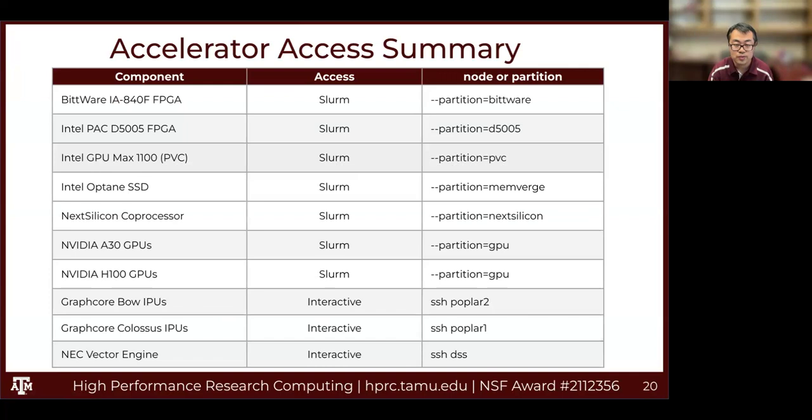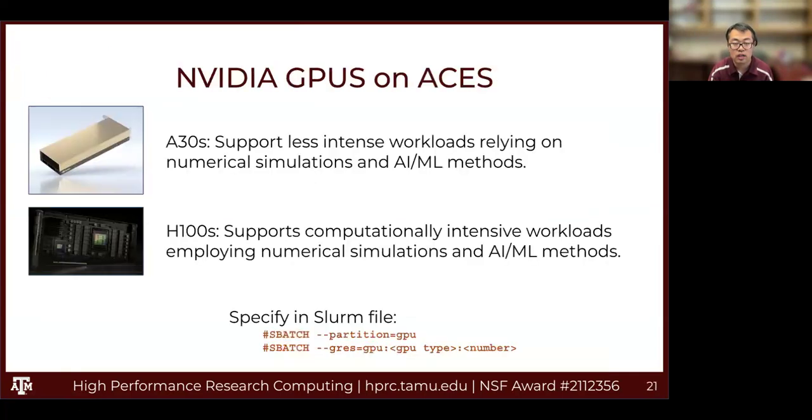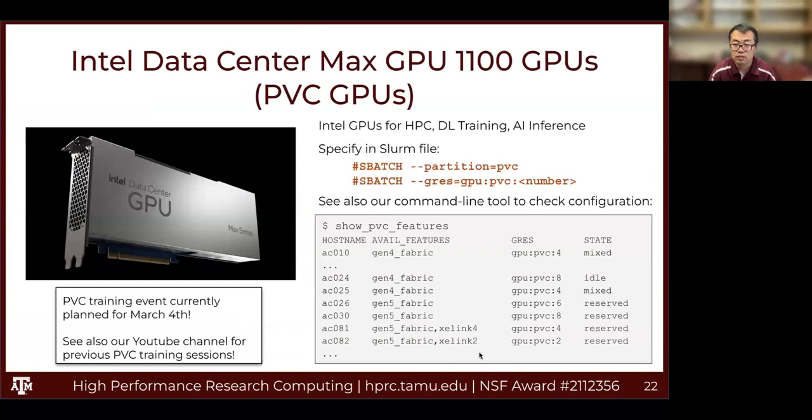I will send these slides to Dr. Zhang after this webinar. As I said, ACES has a lot of accelerators, NVIDIA GPUs and other accelerators as well. We have NVIDIA A30s. It supports less intensive workloads like inference. H100 GPUs are more powerful. They can do AI ML training or inference or other compute intensive numerical simulations as well. So you can just specify the GPU type and the numbers here. And also we have Intel data center GPUs as well. We have about 120.